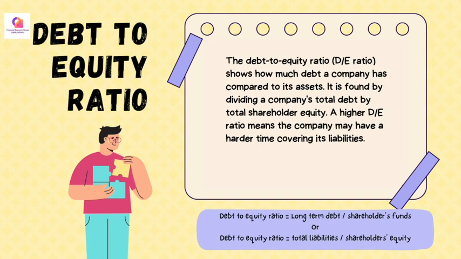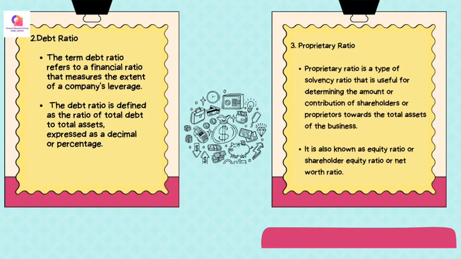Debt to equity ratio is equal to long term debt divided by shareholders' funds, or debt to equity ratio is equal to total liabilities divided by shareholders' equity.